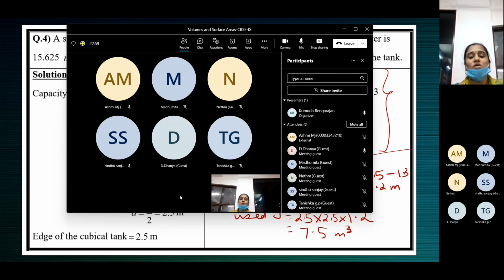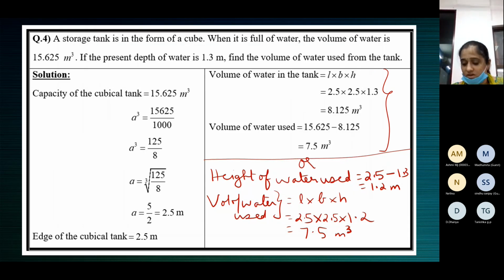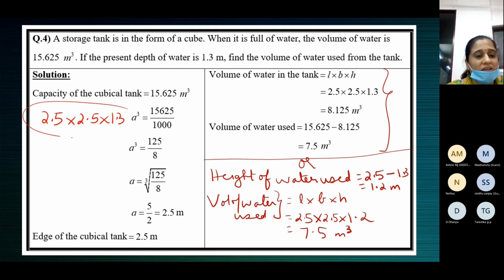Now you have to answer the question regarding the water. See the board, children: length of the water is 2.5, breadth of the water is 2.5. If you take the height of the water as 1.3, because the depth of the water is 1.3, you will find the volume of the water remaining in the tank.